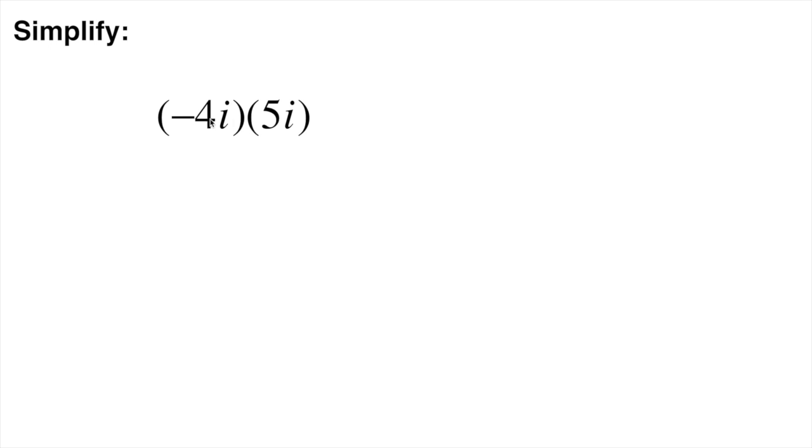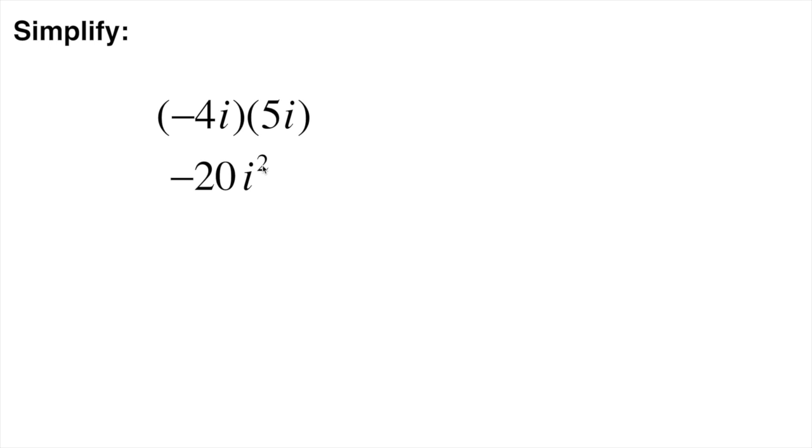So I've got -4 times 5. I'm going to multiply those two together, then I'll multiply my i's together. So -4 times 5 is -20. Now I'll deal with my i's. i times i. Now if this were x, x times x would be x squared. So i times i is i squared. It follows those same rules of a variable. When we multiply the two together, we just change the exponent essentially.